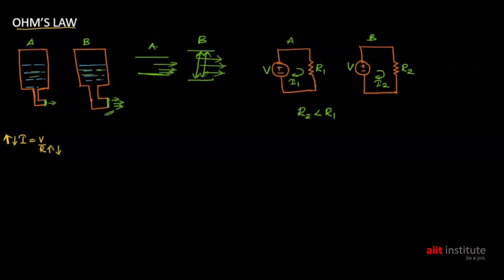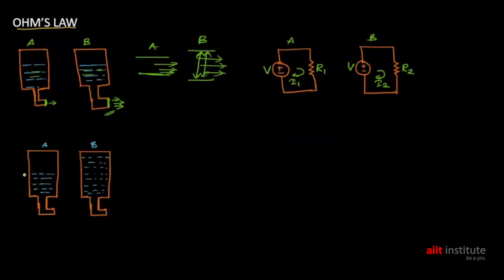Similarly, here if the diameter or the resistance is very much lesser, I2 becomes more compared to I1, because we know that the I1 equation will be V by R1. Similarly, the I2 equation will be V by R2. So if R2 is less compared to R1, I2 becomes higher than I1. So this is how we can relate current and resistance.